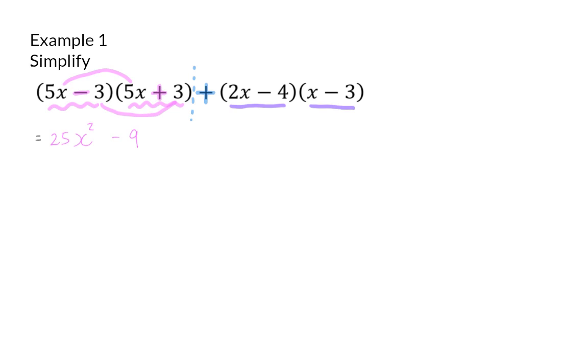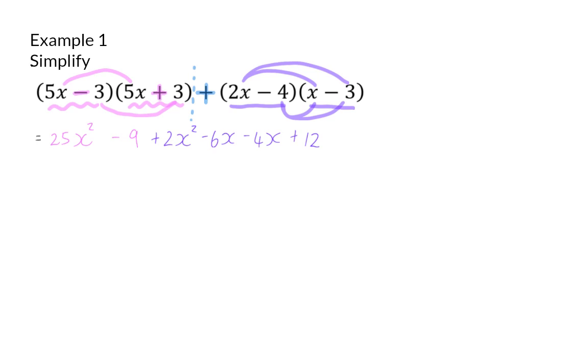In our second term, the two binomials are completely different. That means I need to multiply the 2x with everything in the second bracket as well as the minus 4 with everything in the second bracket. This will give us 2x squared minus 6x minus 4x plus 12. Now we've gotten rid of all the brackets, so we can add up like terms.